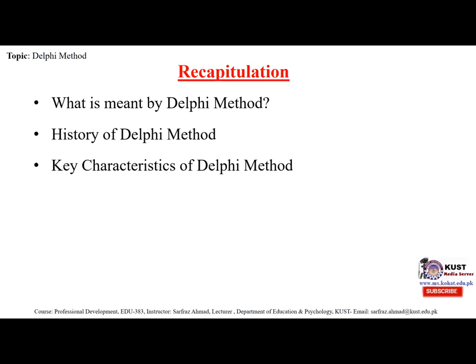So different characteristics that we can take, like anonymity of the participants. Usually all participants remain anonymous. Their identity is not revealed even after the completion of the final report. So this prevents the authority, personality, or reputation of some participants from dominating others in the process.